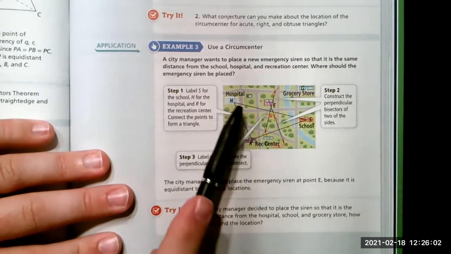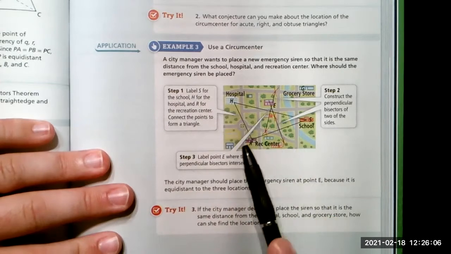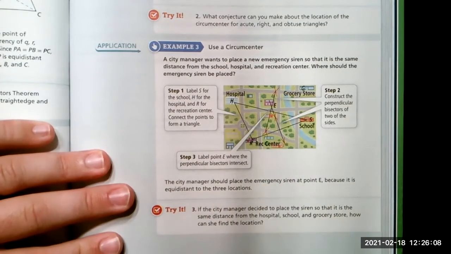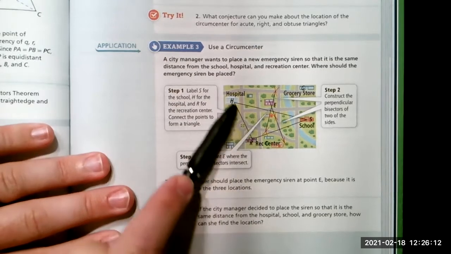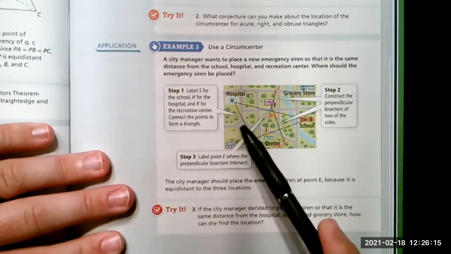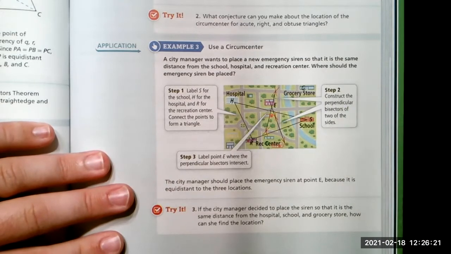Let's see what they used. It looks like they used the perpendicular bisector of HS and of RS. Now, correct me if I'm wrong, but I don't think I am. If you create a perpendicular bisector of HR, that's still going to go straight through that point E. Okay. But all you need is 2 of the 3 sides.